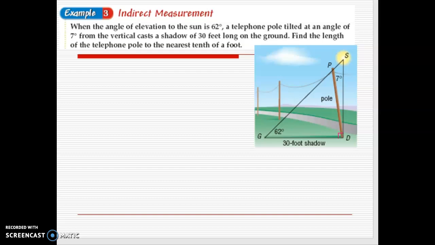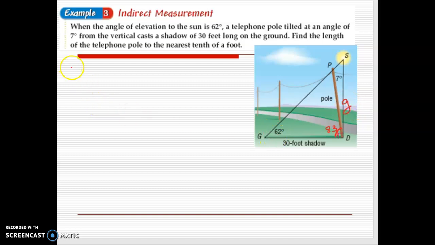What we've got here is, if this is 7 degrees from vertical, that means it would be a 90-degree angle. So this angle right here is going to be 90 minus 7, which would be 83. They want to know how long this pole is. So that would be a small p. Well, actually, I guess a small g, since that's what it's across from. And that's what we'd need to find.